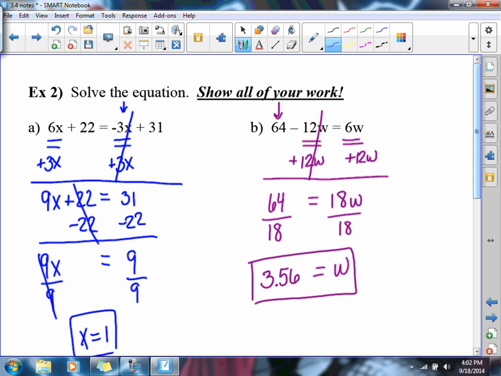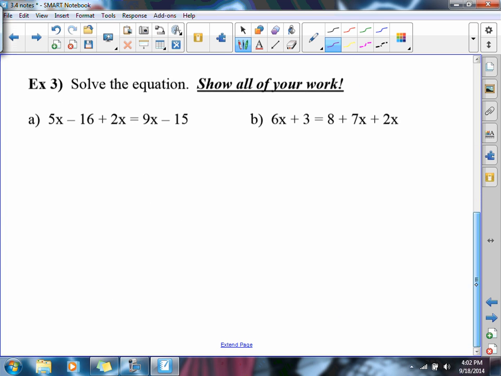Oops. I think there was more on this page. There we go. Example 3 now.